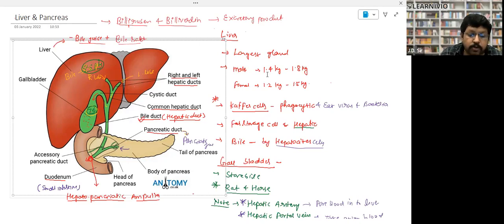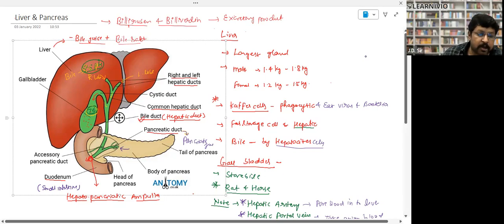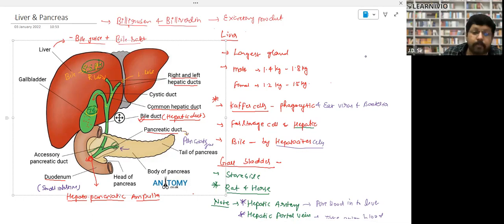At the same time, it also has a great function with respect to digestion, right? So it is one of the vital organs for the digestive system. So how does it play a role in the digestion? Let's try to understand. Look, this is the right lobe of the liver, and this is the left lobe of the liver.